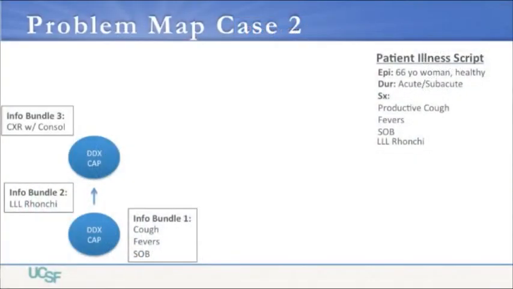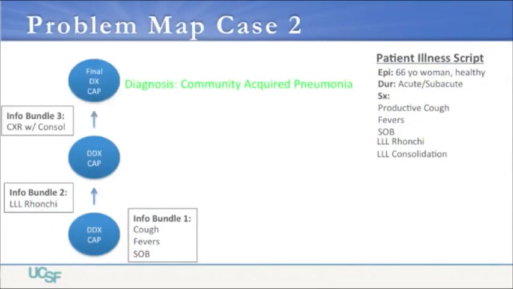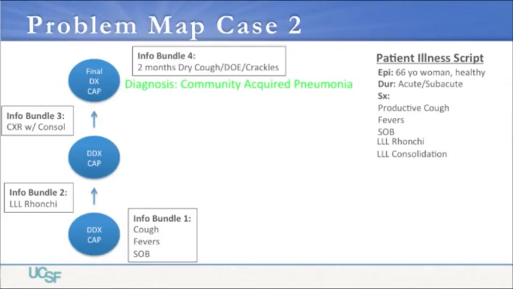All right, so we push through information bundle number 3. You get a chest x-ray that shows a consolidation. You update your patient illness script, and then you update your working diagnosis at that point in time, which you thought was your final diagnosis, which is community-acquired pneumonia, okay? Fourth information bundle is that the patient's not getting better.